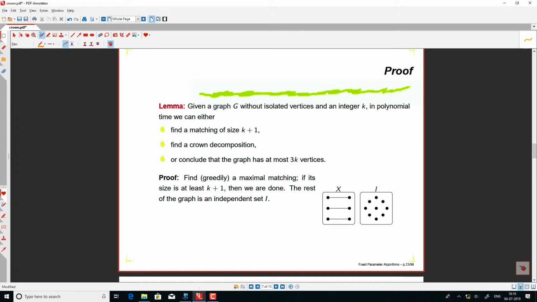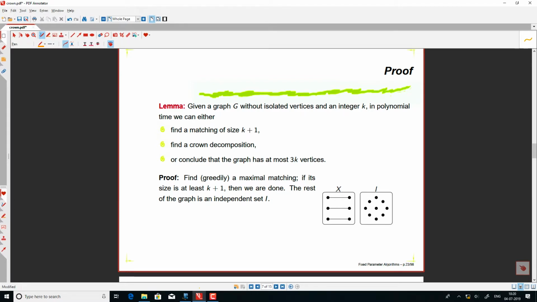Remember, the graph given is an arbitrary graph, not a bipartite graph. Even in an arbitrary graph, you can find a maximum matching in polynomial time, but that's a different story. Anyway, find greedily a maximal matching.